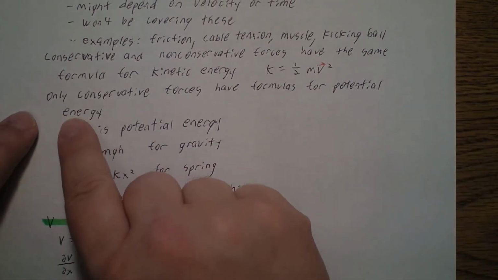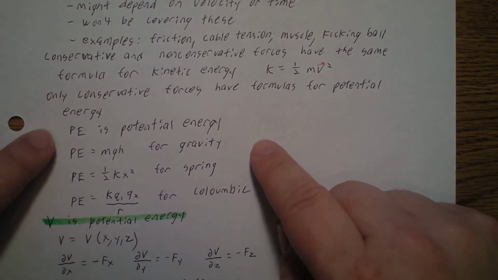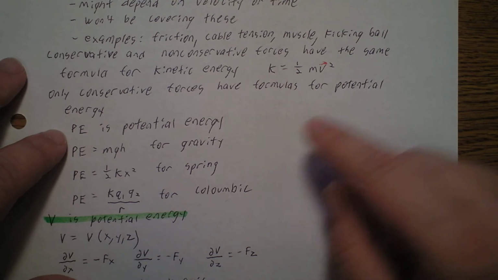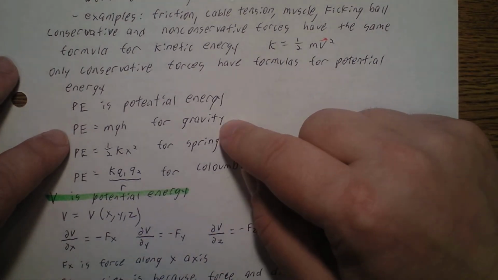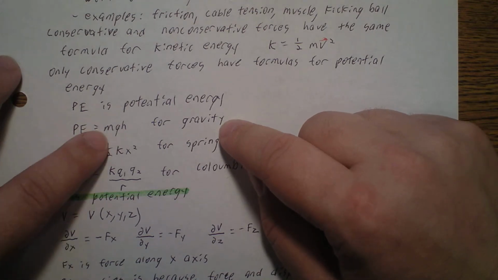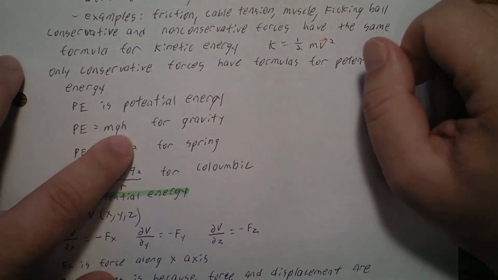But only conservative forces have formulas for potential energy. Now, PE, capital P, capital E, can be potential energy. So, for example, gravity: potential energy is just mass times gravitational acceleration times the height.